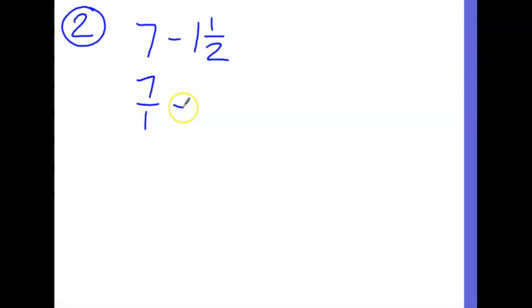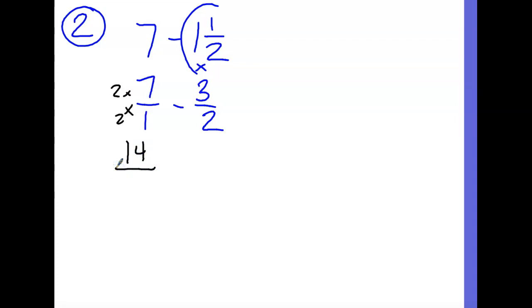So 7 minus, I would make this improper. 2 times 1 is 2, plus 1, 3 over 2. Okay. So then now I need a common denominator. How do I get a common denominator? Times 2, I'm going to multiply it by 2. 2 times 7, 14 over 2, minus 3 over 2. 14 minus 3. 11 over 2.